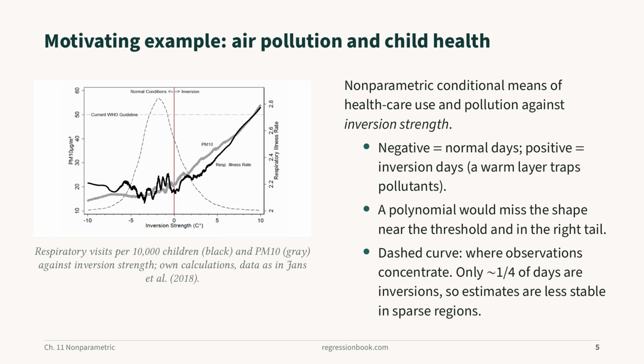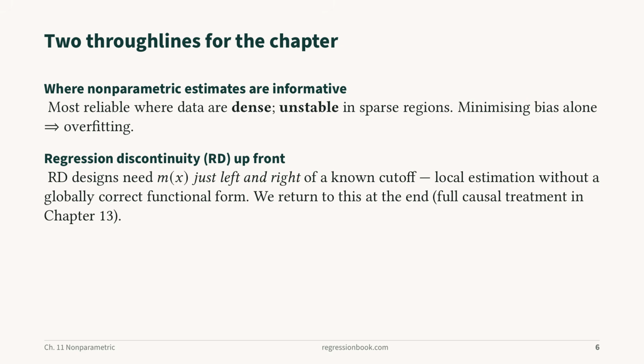The dashed density curve adds an essential warning. Estimates are most stable near zero, where observations concentrate, and less stable in sparse regions. Two ideas run through the chapter. First, nonparametric estimates are most informative where observations are dense. Pursuing low bias in a thin part of the support can create severe variance.